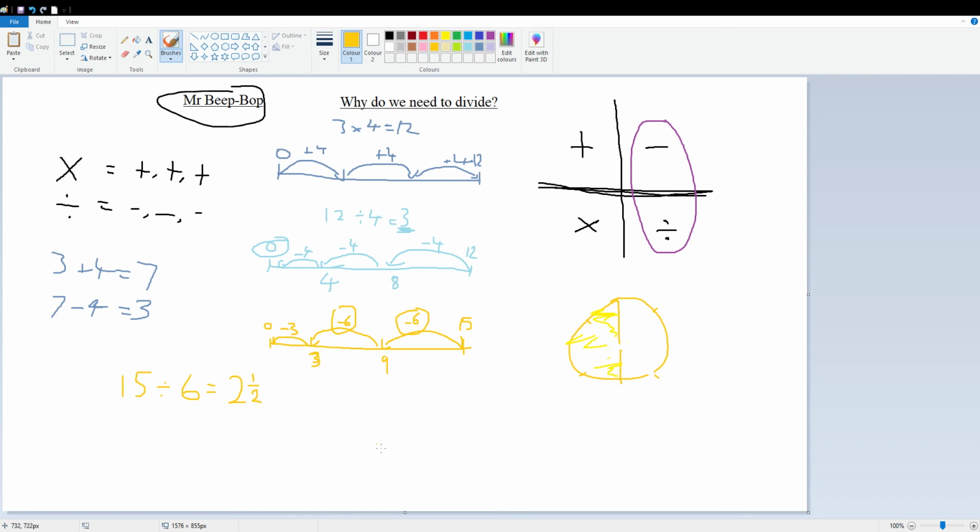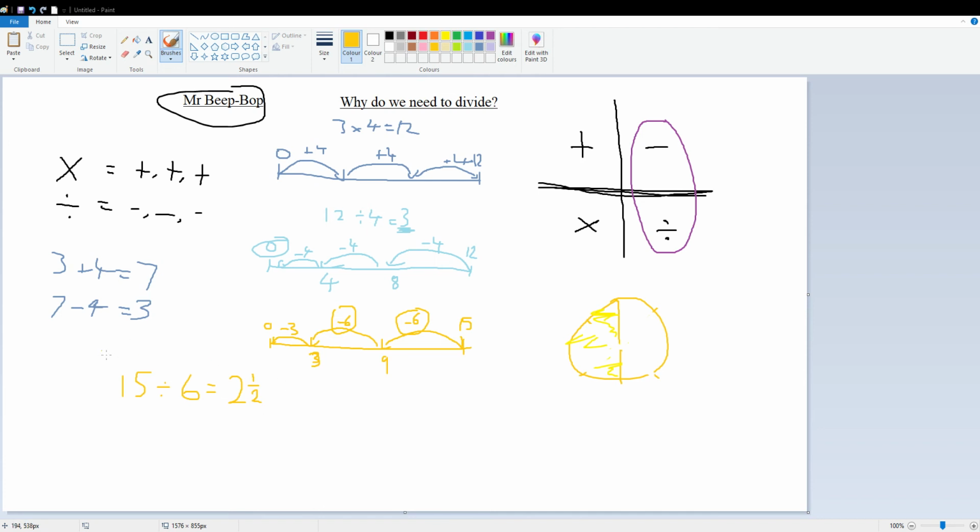Okay, now, if I put that into my calculator, I'll just see if I can get my calculator up on the screen. Let's find our calculator. Okay, so I've got my calculator up here. I'm not entirely sure whether you'll be able to see it or not, but I'm just going to put in 15 divided by 6. And sure enough, 2.5.